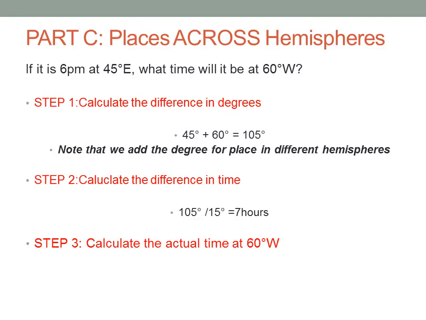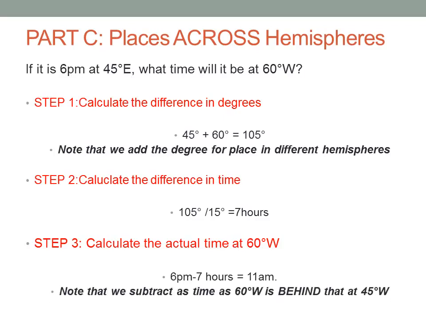So the time at 45 degrees east is 6 p.m. What will be the time at 60 degrees west? In this case, it is important to note that since we're going back in the west, we have to subtract. So we're going to subtract 7 hours from 6 p.m., which will give us 11 a.m. Note that we subtract as the time at 60 degrees west is behind that at 45 degrees east.